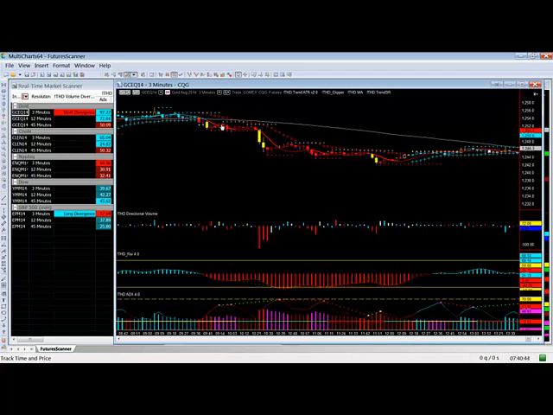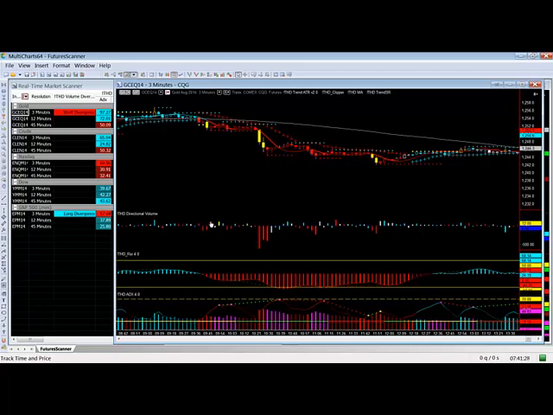Now, directly beneath the chart, I have the THD directional volume indicator. Now, this is coloring the volume bars in conjunction with what price is doing. So anything that is in red tells me that price has made a low. Anything that is in blue tells me that price has made a high. Anything that is in white tells me that it is an inside bar. And if it is yellow, that means that the price bar made an outside bar, which means it exceeded both the high and the low of the previous bar.